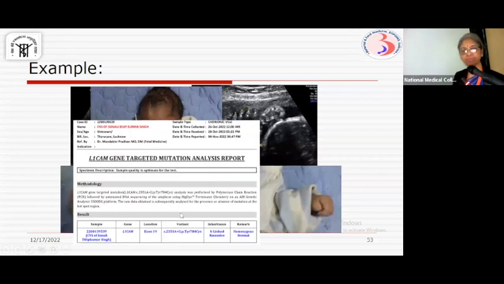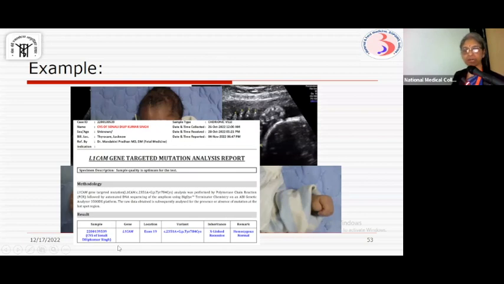Actually, the report of that previous pregnancy is not there. When we did the whole exome sequencing analysis of this child, it was found to have an L1CAM mutation, which is X-linked recessive, and that was present in the affected fetus. Subsequently, the mother was tested. The mother is a carrier. This CVS was done recently, in October 2022, and we found that the fetus in the current pregnancy is homozygous normal.